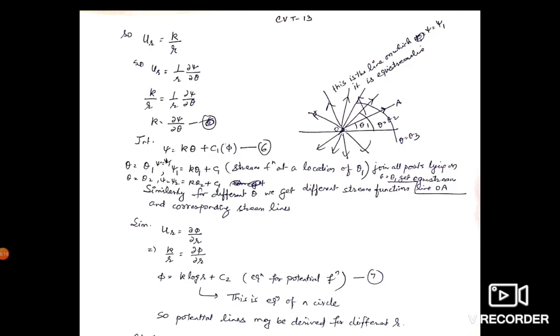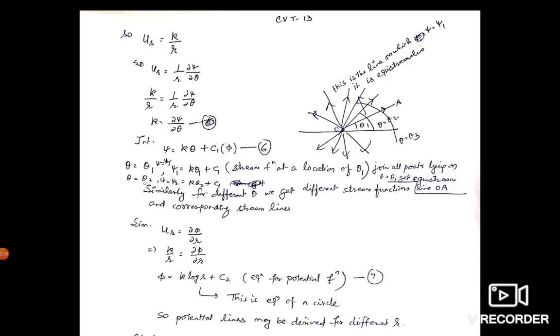You can see here, this is the horizontal line, the initial line. From this line we get a line theta is equal to theta 1. This is theta 1 and I get this line. At this line the value of psi is psi 1, which is equal to k theta 1.